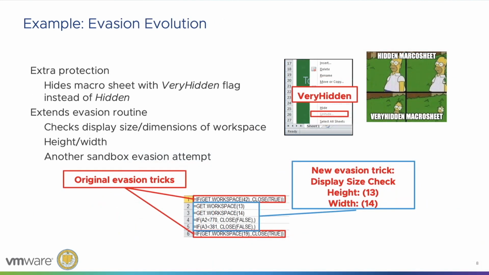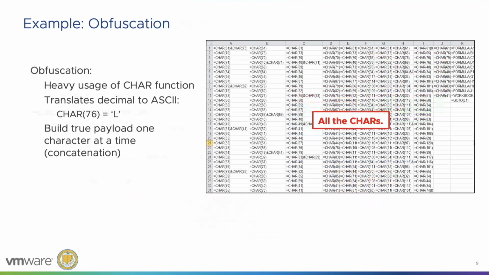We saw evasion of this type of technique. For example, while the previous example was a hidden macro sheet, in the new example we saw the very hidden macro sheet that requires a manual operation in order to expose the content of the actual macro. And in addition, we see new evasion tricks. For example, a check on the size of the display.